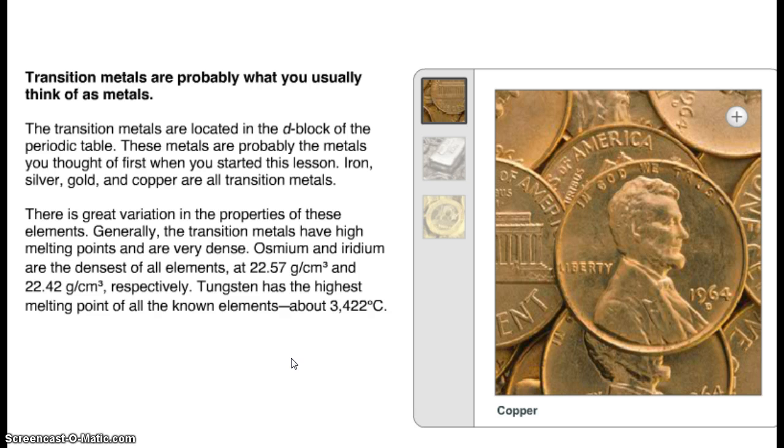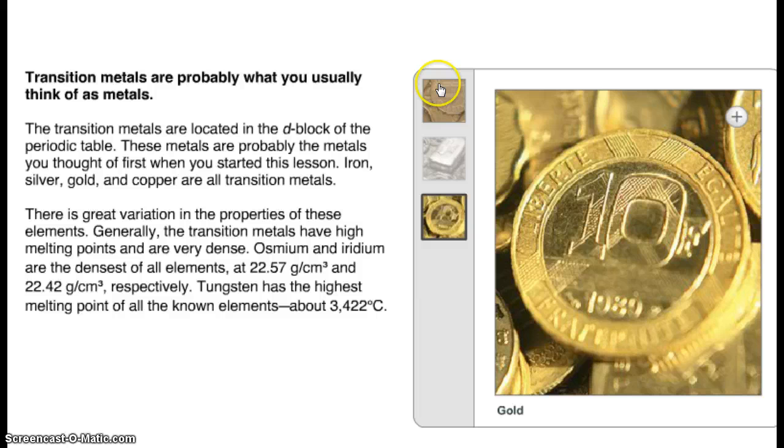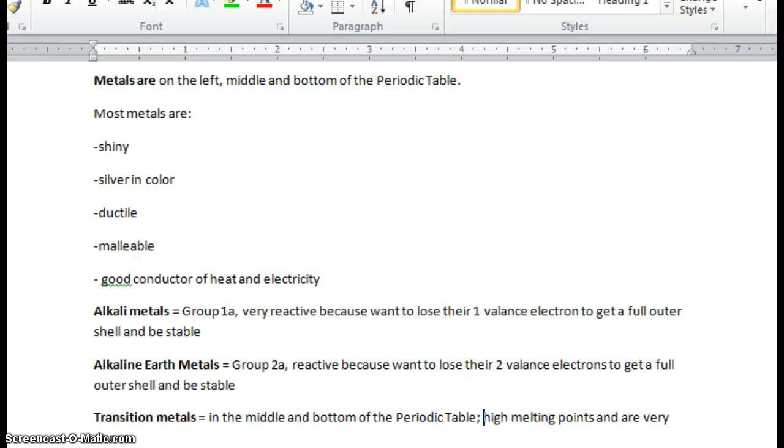Tungsten has the highest melting point of all the known elements. This means you have to have temperatures of 3,422 degrees Celsius before you can melt tungsten. Very, very strong as far as its melting point. So silver, gold, and of course copper. So I added to our notes transition metals in the middle and bottom of the periodic table, high melting points, and are very dense.